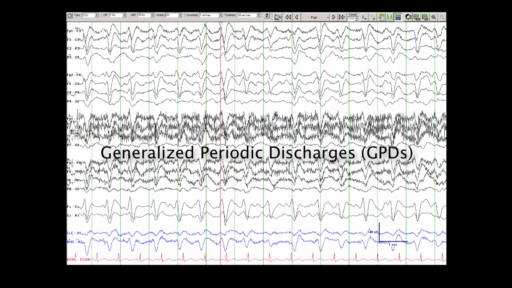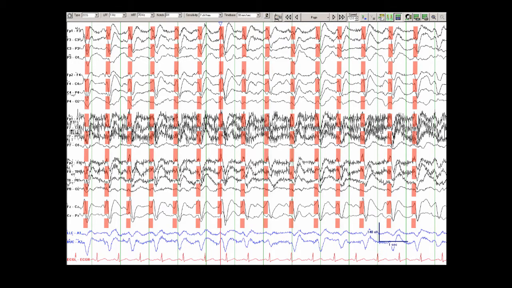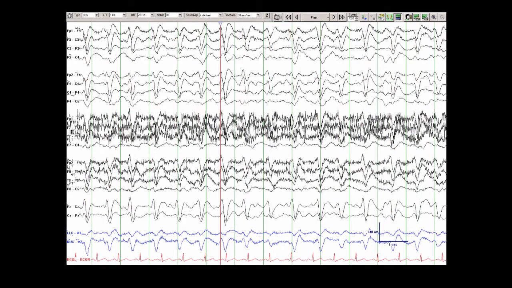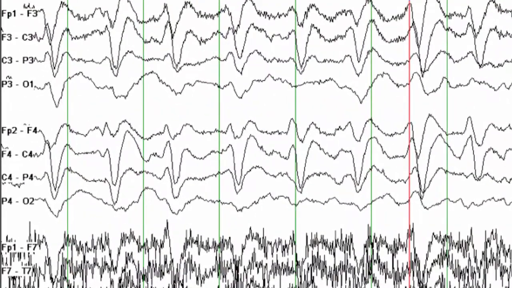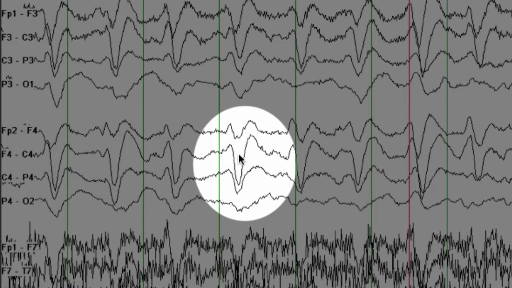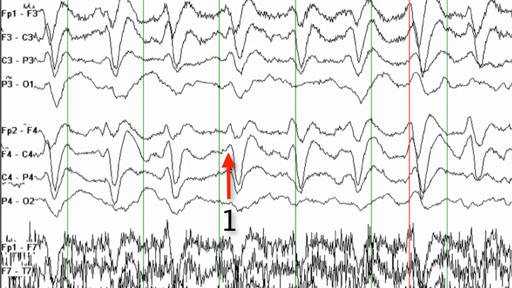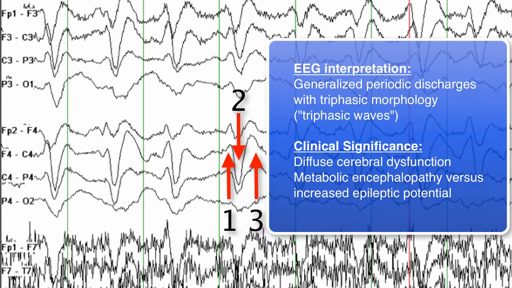Here is an example of generalized periodic discharges. You can see that there are regular, sharply contoured discharges occurring approximately once a second. They are maximal in the frontal regions bilaterally. If we look very carefully at some of these discharges, we can see that they have a very characteristic morphology. For example, if we look at this discharge in the F4C4 channel, we can see that there is an initial negative deflection, followed by a very large, broad, positive deflection, followed by a third lower voltage but still broad negative deflection. We would call these generalized periodic discharges with a triphasic morphology because of these three phases.